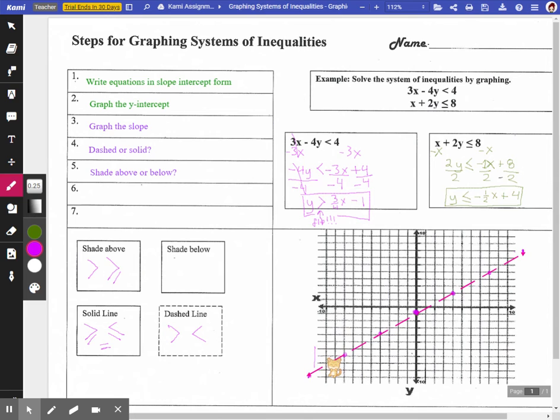then you shade above. Now, because this is a system of inequalities, I don't want to shade the whole thing in completely. I'm going to give a couple of light lines just so that I can see where I'm dealing with, but I don't want to shade it thoroughly because I only care about the points that are solutions to both equations.